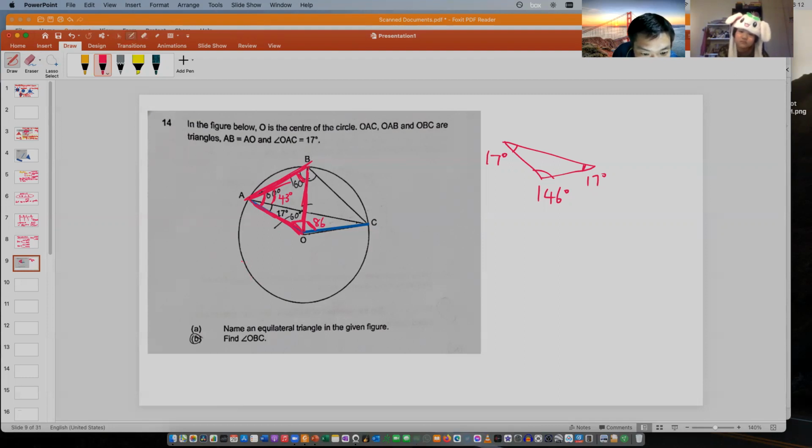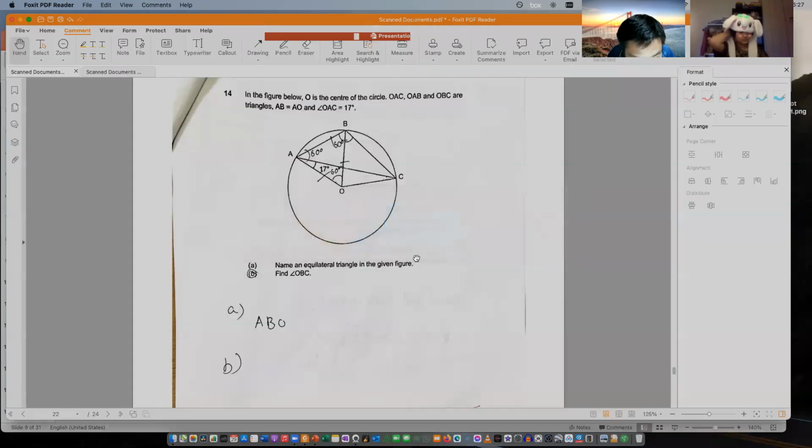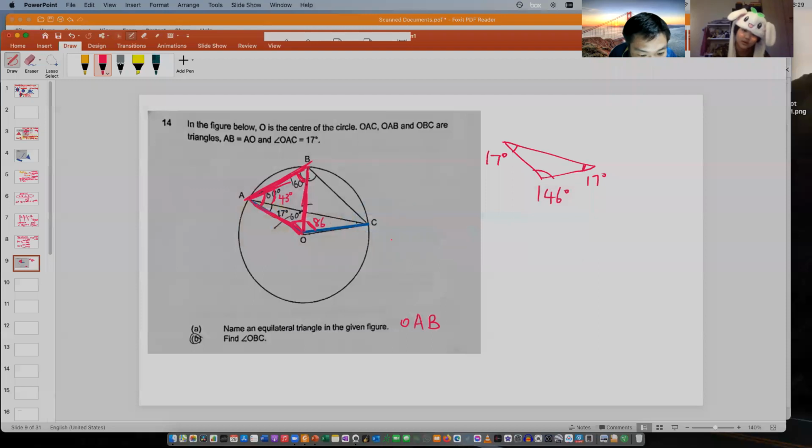Okay, next, what do they want actually? Name an equilateral triangle in the given figure. You should be able to get this one. OAB. Okay, you get part A. OBC. They want OBC, right? Yep, you got this part correct. I saw it already. So next, find OBC. So that means you need to find this angle OBC. That means this part.